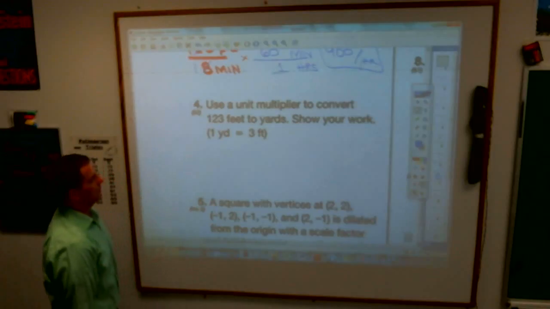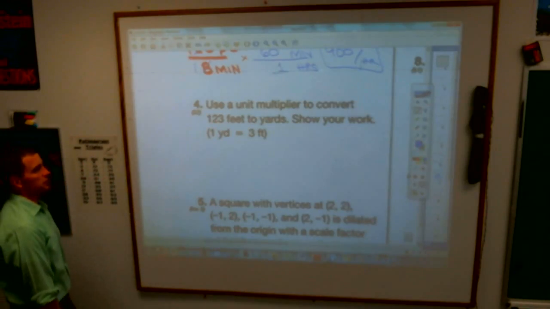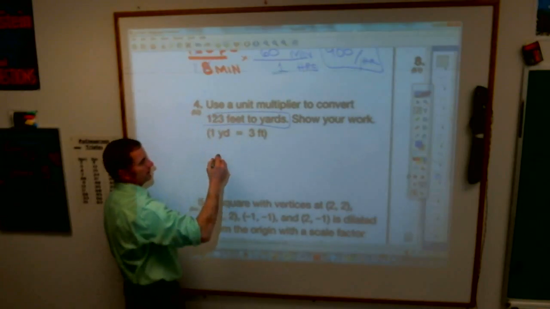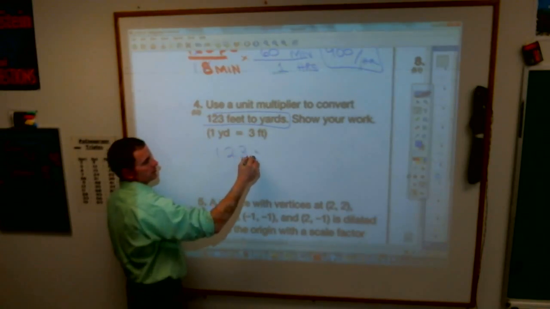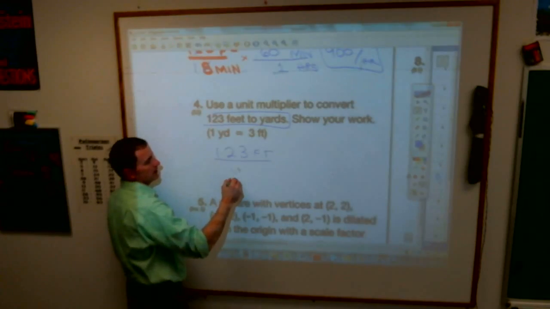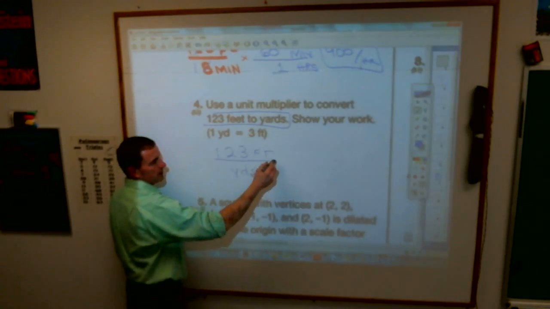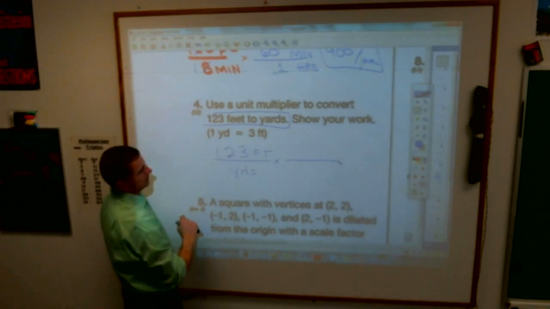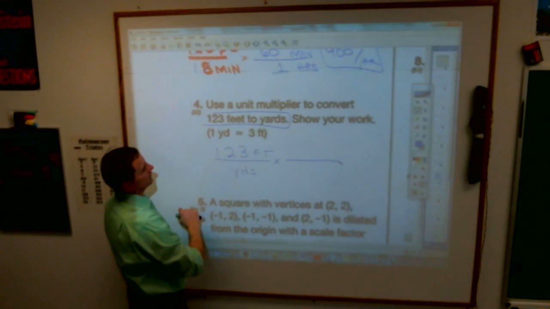Use the multiplier to convert 123 feet to yards. Same thing we just did there. Here's what you're given, Riley. You make a fraction out of it. It is 123 feet. And remember, labels are the absolute most crucial thing here. Yards are on bottom. I am going to cancel. I need to change my, I'm sorry, 123 feet to yards.